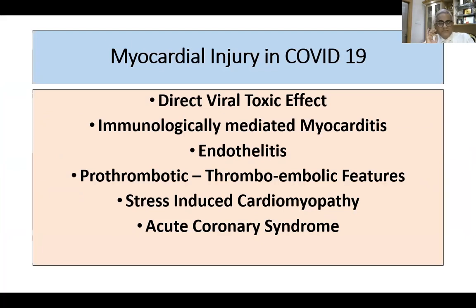And these are the primary 6 mechanisms by which myocardial injury may affect in COVID-19. 1, direct viral toxic effect. 2, immunologically mediated myocarditis, which eventually may lead to cardiomyopathy. There could be endotheliitis. There could be prothrombotic thromboembolic features like pulmonary thromboembolism, cardiac thromboembolism, cerebrovascular thromboembolism. There could be stress-induced cardiomyopathy like Takotsubo cardiomyopathy, and of course, acute coronary syndrome. And all of these or some of these eventually, if being treated, may actually continue as chronic cardiovascular disease.